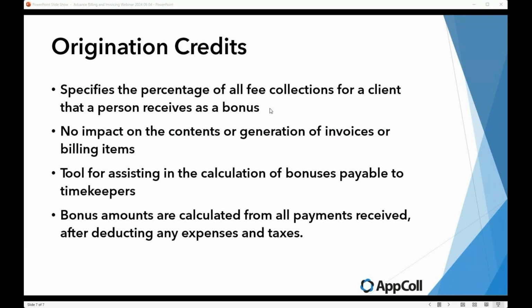calculated from all payments received after deducting expenses and taxes. So if you receive a partial payment for an invoice, first thing it's going to do when it figures out what the bonus is, it's going to, from that payment, remove any expenses and taxes. And whatever's left, it will allocate amongst the people that billed in that invoice proportionally. So they'll get a proportional amount of the payment. And from that, we then calculate the origination credit.